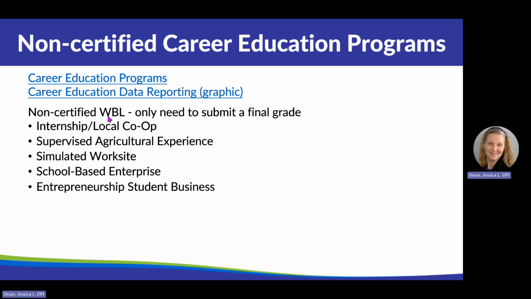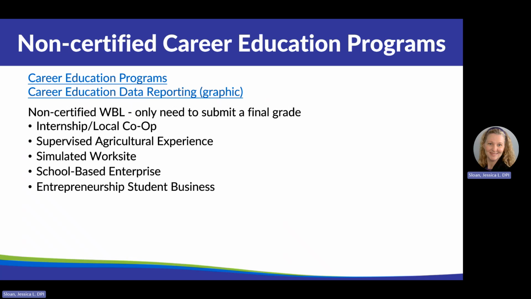Work-based learning, there are 8 different types. However, 5 of them are called non-certified. So they are listed here: internship, local co-op, supervised agriculture experience, simulated work site, school-based enterprise, and entrepreneurship student business. These 5 work-based learning types are non-certified, meaning your school gets to create these types of experiences.